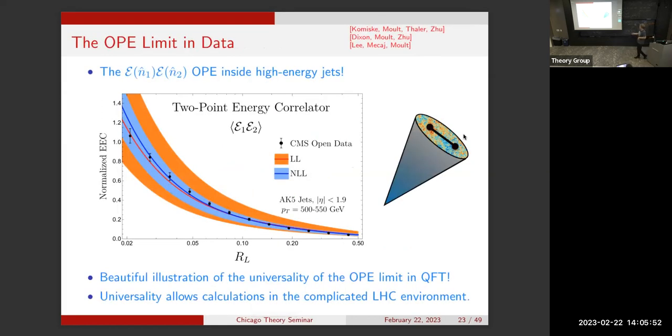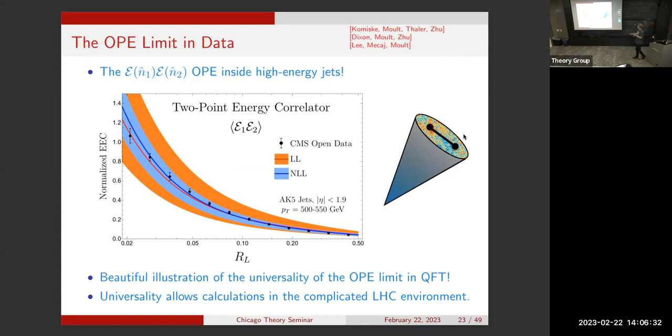And so if you do this, this is a plot of this two-point correlation function as a function of RL, called that for hadron collider reasons, but you should really think of it as just the angle between the two correlators. As you bring the correlators together, you get this very nice power law behavior. The little dots are the actual measured values inside jets at the LHC, inside very energetic, 500 GeV jets. And this is compared to our perturbative calculations, where as you go from this to this, you're just including more and more perturbative information.